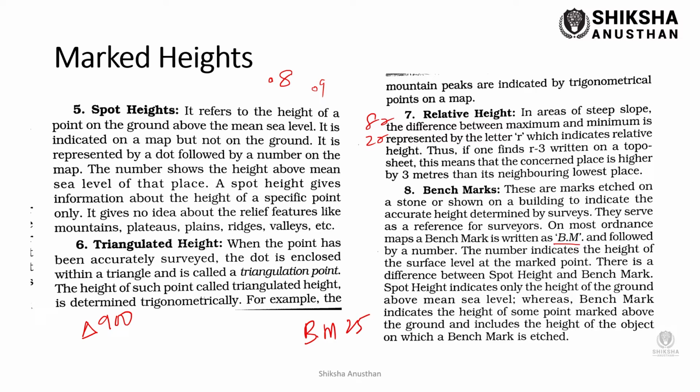So there is a difference between the spot height and the benchmark. A spot height indicates only the height of the ground above mean sea level, whereas a benchmark indicates a point marked above the ground and includes the height of the object on which the benchmark is etched.